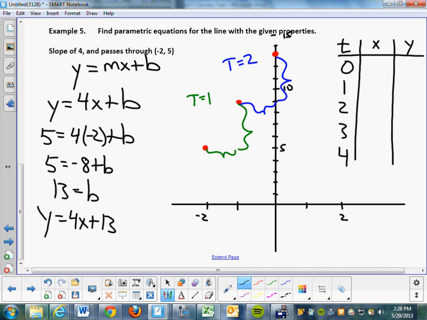So where are we at time 0? Negative 2, 5. So at time 0, I have an x value of -2. I have a y value of 5. So think of it as a motion. You know, this graph is plotting points. Every, say, second, it moves on up according to that slope. At time 1, what's my coordinate? Good, -1, 9.